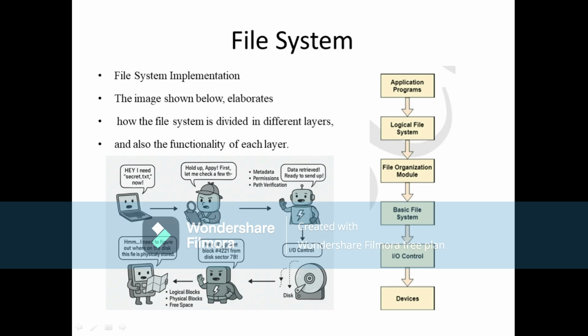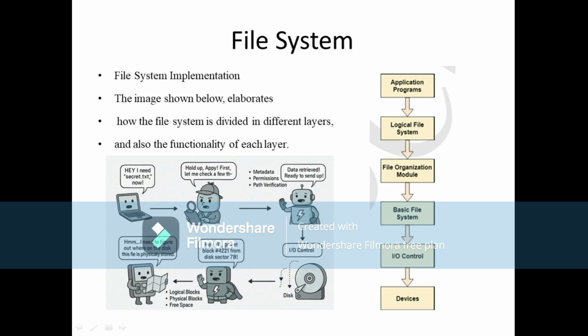The next topic that we are going to discuss is file system implementation. You can see this image. You can see the different layers. The application program communicates with the logical file system. The logical file system communicates with the file organization module. The file organization module communicates with the basic file system. The basic file system communicates with IO control, and IO control communicates with the physical device.